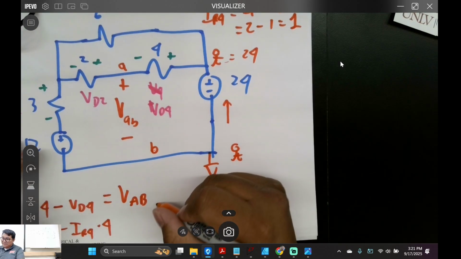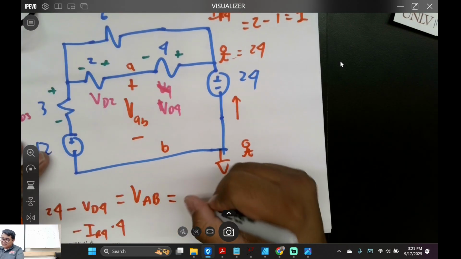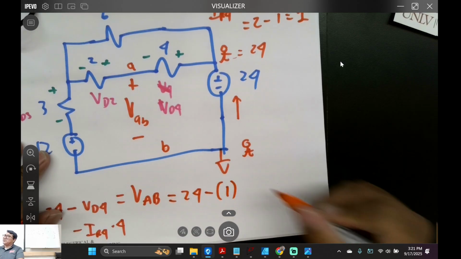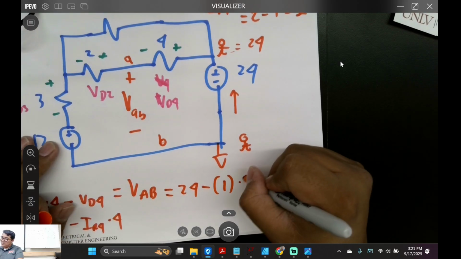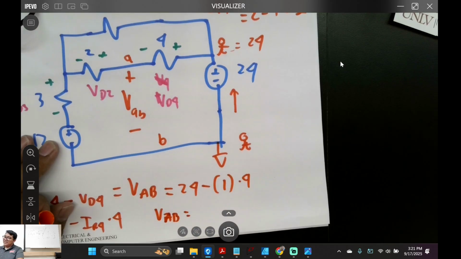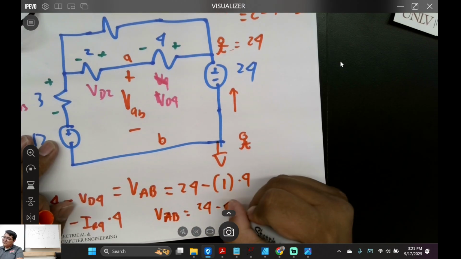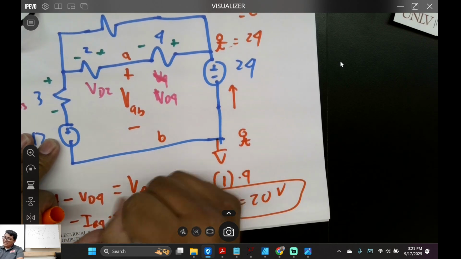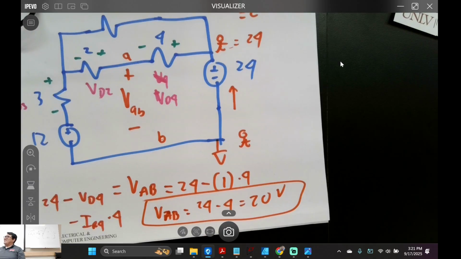So that means if I were to rewrite this again, 24 minus 1, that's the current, right? Times 4, right? What's VAB? Any questions about that? Now let's go back to the question of, I don't feel confident, man. I really don't know. This is tough.